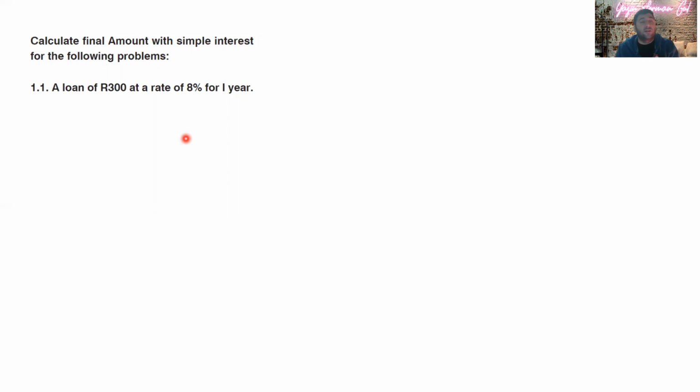But the question, remember I told you in class, I'm going to give you an option of doing either simple interest or compound. So that will apply for both questions. You either do both questions with simple interest or both questions with compound interest. Okay. So now when we look at this, calculate final amount with simple interest for the following problem. Right, like I said, I just took one. A loan of 300 at a rate of 8% for 1 year.